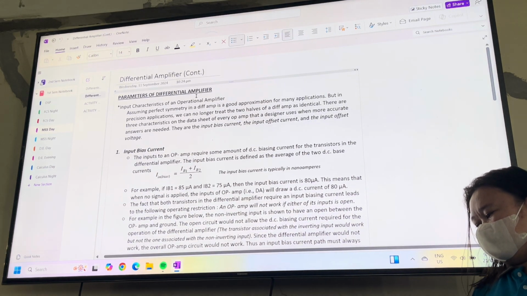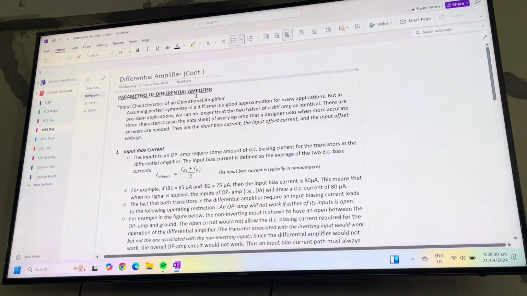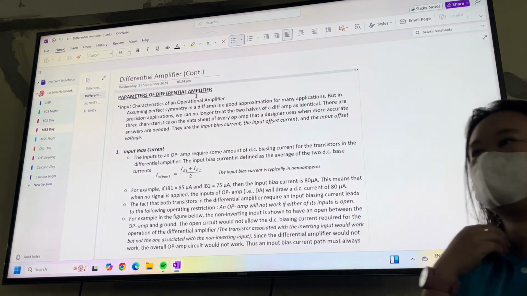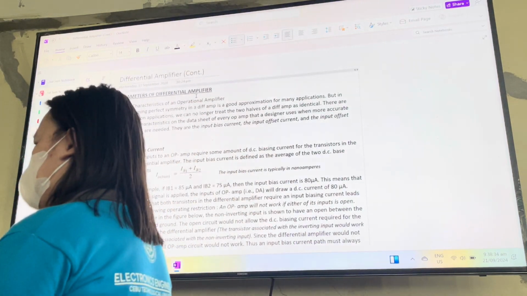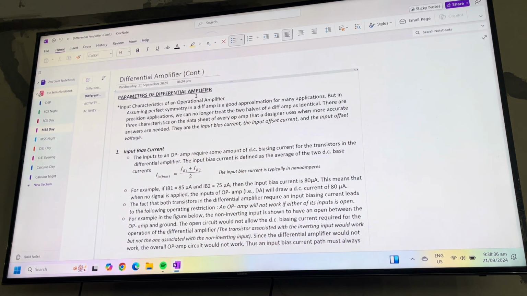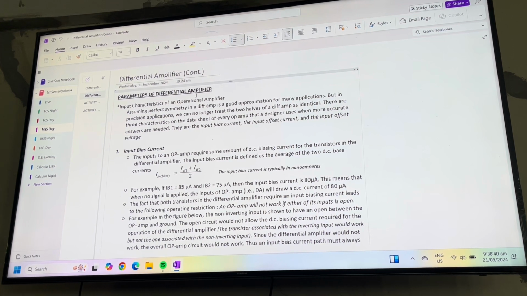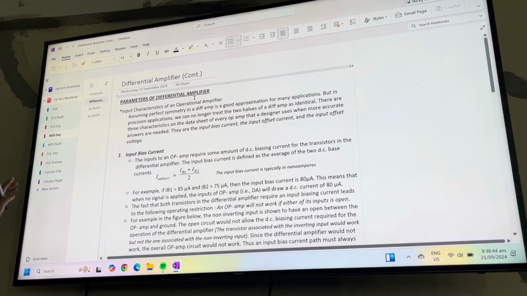What should the differential amplifier in an operational amplifier be? Of course, the differential amplifier is the first stage in our operational amplifier. So we have here parameters of the differential amplifier.